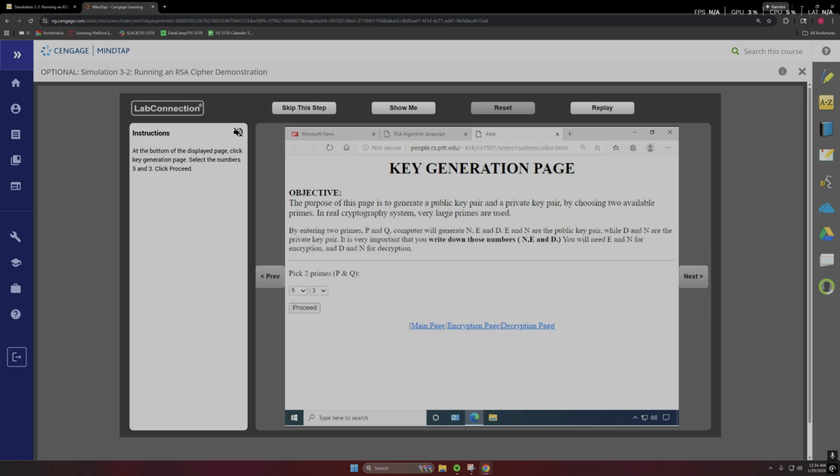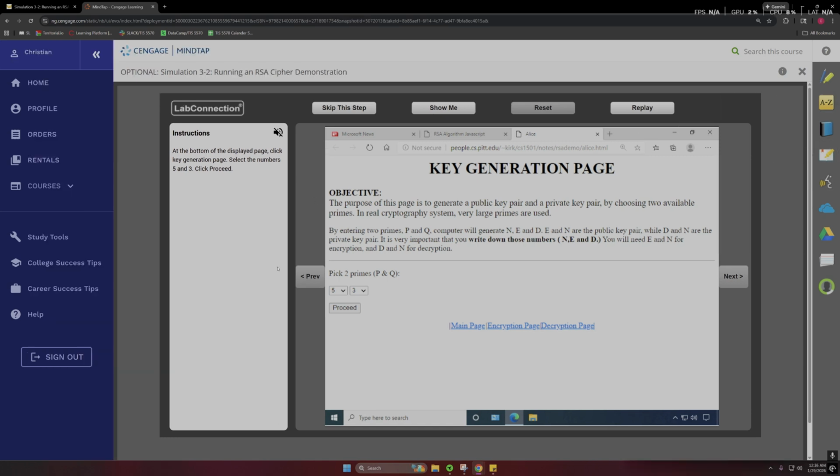Okay, it's very important that you write down those numbers, N, E, and D. So let's get our notes out. Just have to recall. I'll just mention it to you guys. Okay, so after that, we're going to pick the two primes, P and Q, which are going to be 5 and 3, which is in the instructions.